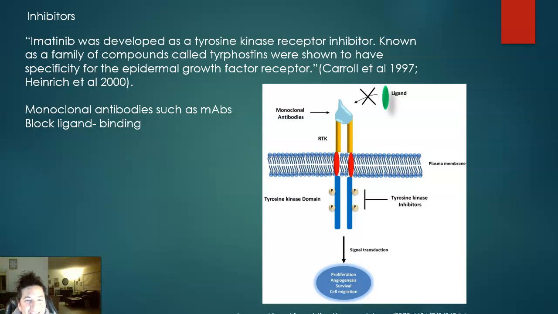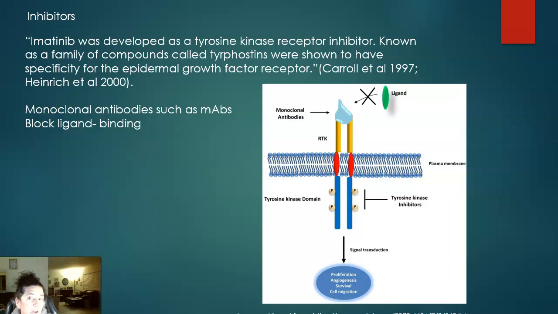The imatinib was developed as a tyrosine kinase receptor inhibitor, and it was previously known as a family of compounds called the tyrphostins, that were shown to have a specificity to that epidermal growth factor receptor that I had mentioned, that EGFR. And the tyrphostins are just a fancy word for the small molecule inhibitors of the RTKs.